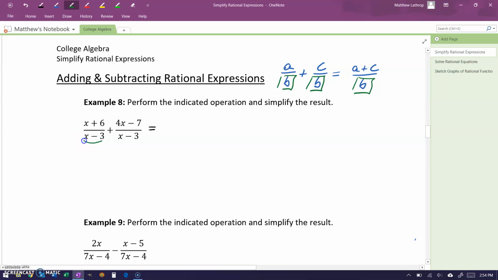When we look at example 8, both of these expressions have x minus 3 as their denominator. Since we already have common denominators, we can just merge these two expressions together as x plus 6 plus 4x minus 7, all over that common denominator of x minus 3. In this case, the parentheses in the numerator don't really have any purpose. There's nothing to distribute through. So we can just look at adding like terms, which would give us 5x minus 1 over x minus 3.